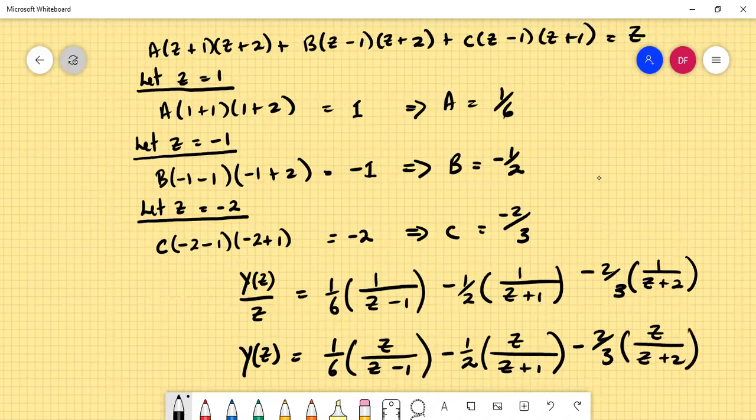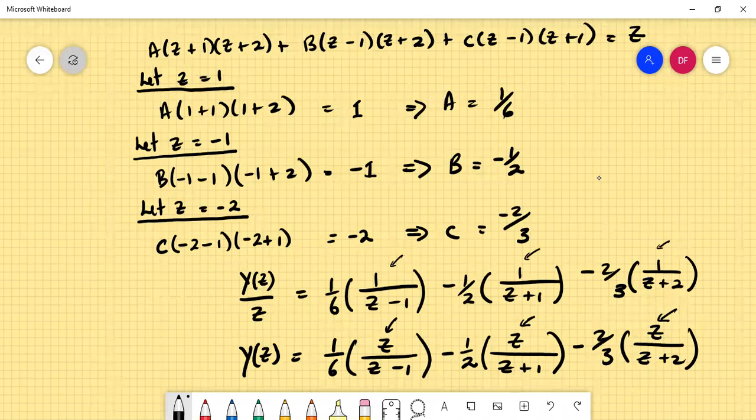The reason why we split them into partial fractions and then multiply through by the Z in the end is because these are the forms that the Z transform table is written in. Z over Z plus something or Z over Z minus something. The tables are not written for this form. Many of the tables, some of the tables are.